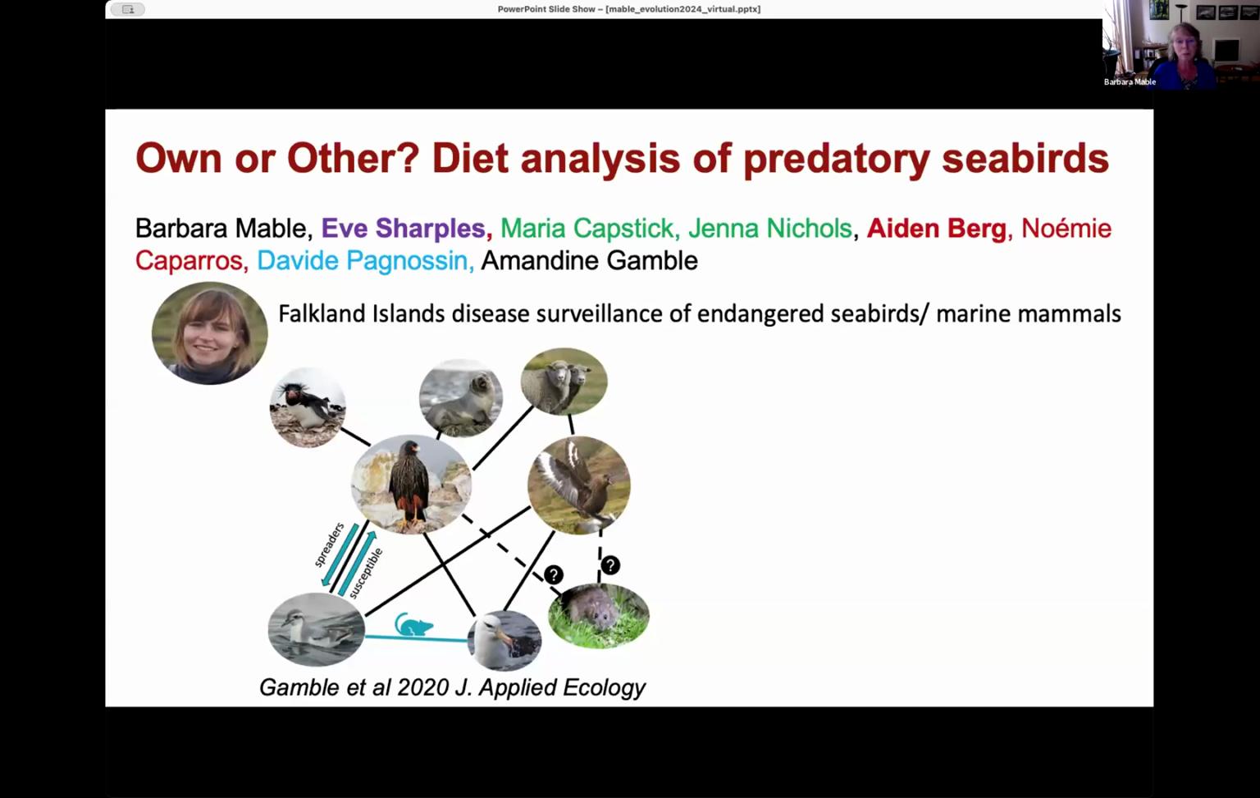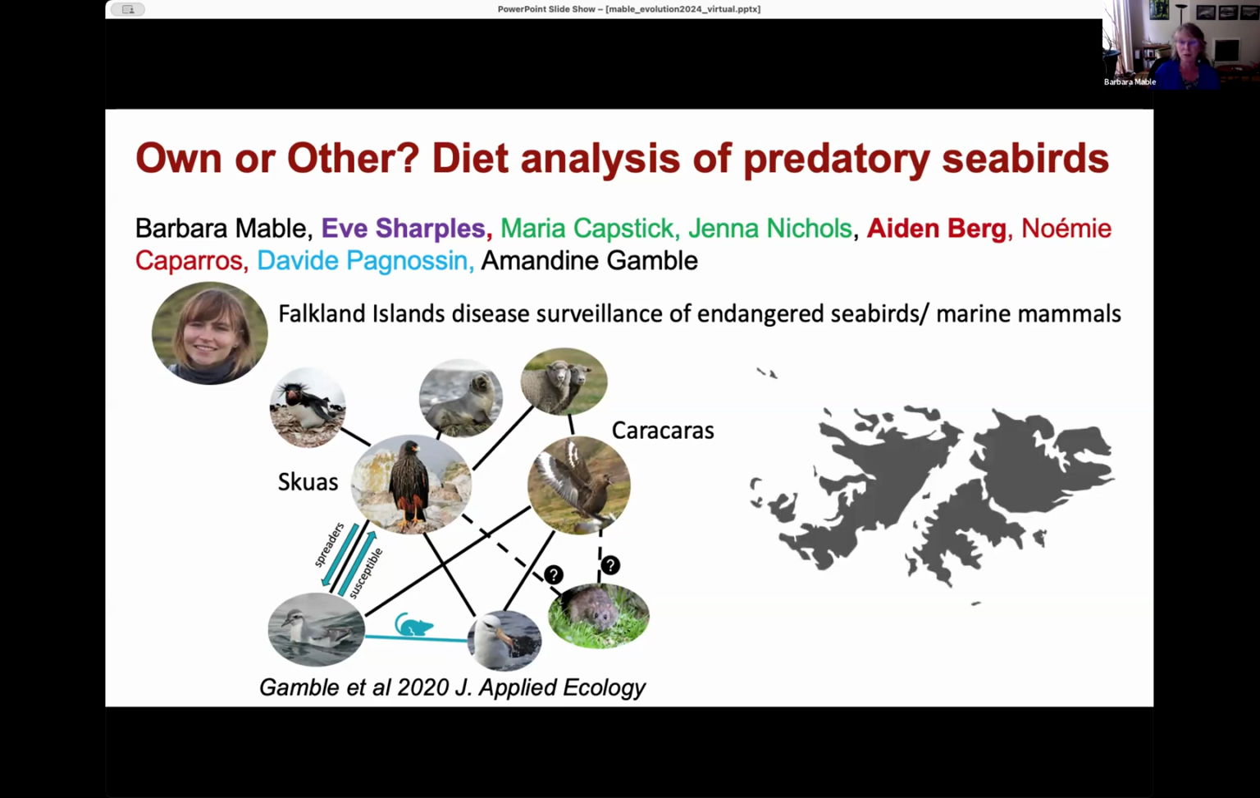And the reason this is important is because it's really complicated. So skuas and caracaras are the main predators, but they have really broad diets. They eat almost anything they come across. And so they could be involved in transmission of disease. The other unknown, though, is the role of rodents. So they also eat rodents, but rodents are also thought to be important for disease transmission.